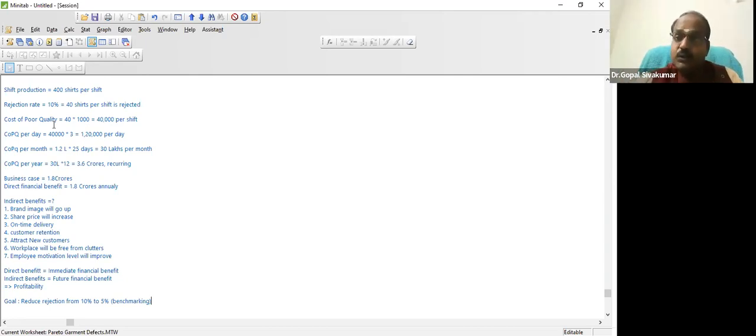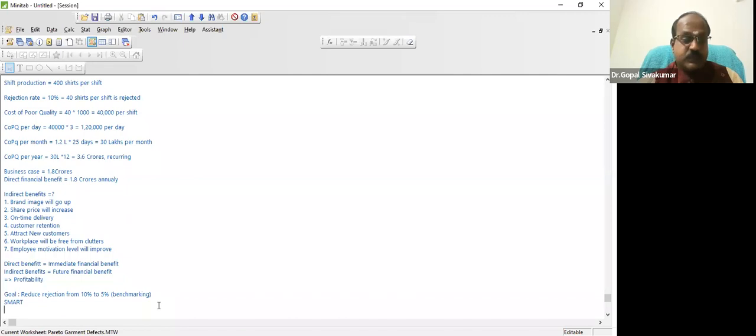So based on those references, what we call benchmarking, you have fixed this 5%. But after achieving 5%, we will try to bring it down to 3% or 2%. And then finally, we try to bring it below 1%, right? So that's the basis. It should be realistic. Always your goal should be SMART. Smart means the S stands for goal should be specific. Is our goal specific in nature? 10% to 5%?